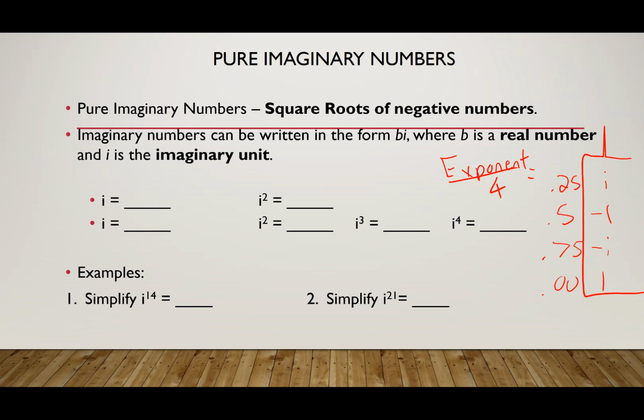So if you take the example here, 14, and divide it by 4, you get 3.5. And since it ends in 0.5, that means this is the same as just negative 1. Okay? So keep it simple. 21, if you take 21 and divide it by 4, you get 5.25. Which means, because it ends in 0.25, that this is the same thing as just regular i.